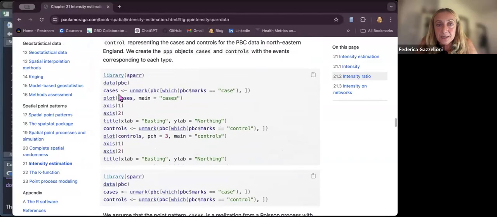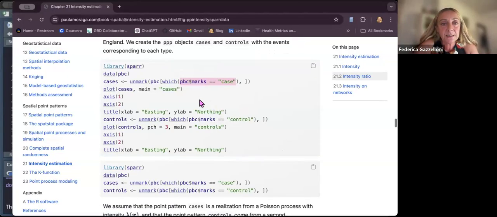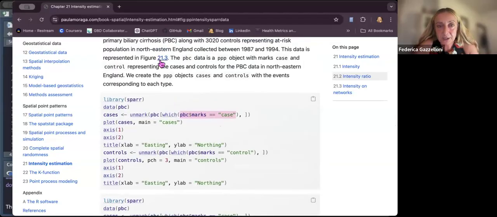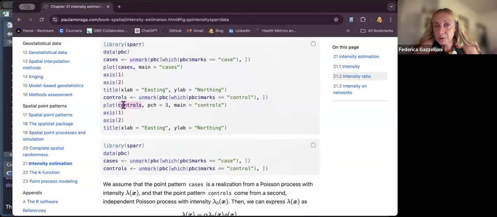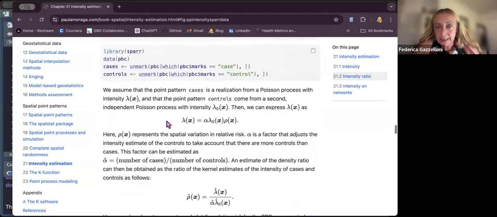Going back, you can use this unmark function and specify the cases. We know what mark and unmark mean because we mentioned them in previous chapters. Then we plot the cases that you have unmarked, and those are here, and we plot the controls as well. In this case, we assume that this point pattern is a realization of a Poisson process. We always consider a Poisson process if we want to simulate similar patterns within synthetic data, for example.